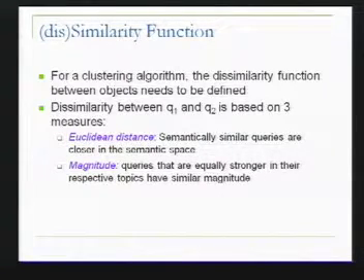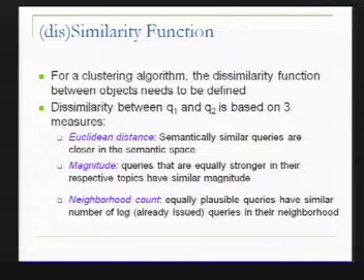So the second thing is the magnitude. The popular queries, popular terms will have high frequency in the document collection, which leads to high magnitude in the semantic space. So we are going to use the magnitude for comparing the popularity of queries.